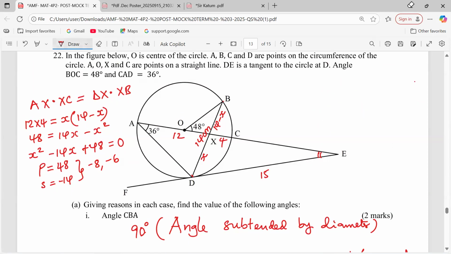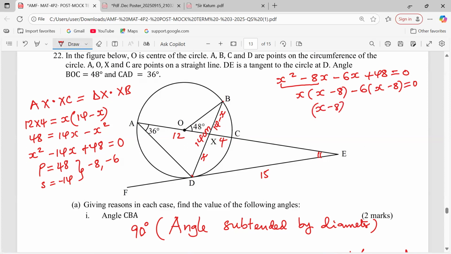This particular quadratic can now be finished. We say x squared minus 8x minus 6x plus 48 equals 0. From the first pair, x will remain with x minus 8. Then here we subtract 6 to remain with x minus 8 equals 0. So x minus 8, then x minus 6 equals 0, like that. The value of x is either 8 or x equals 6.